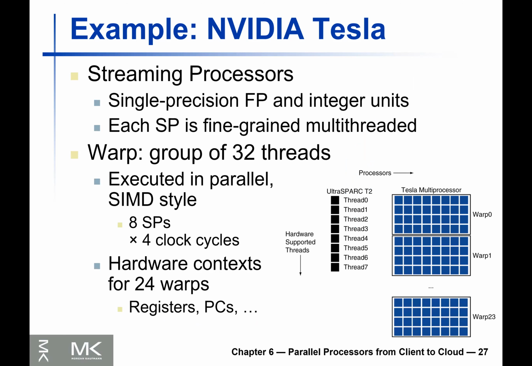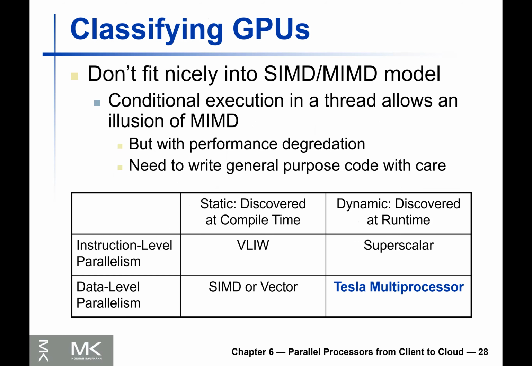Tesla multiprocessor: single precision floating point and integer units. FP means floating point. Each streaming processor is fine-grained multi-threaded. We saw both fine-grained and coarse-grained multi-threading. A group of 32 threads is executed in parallel: 8 streaming processors times 4 clock cycles. Hardware context for 24 warps. Now this is an example.